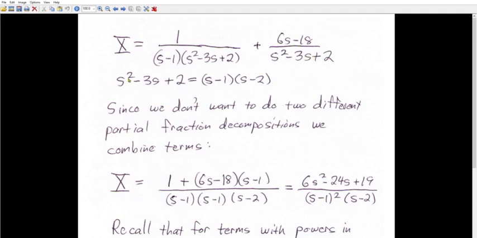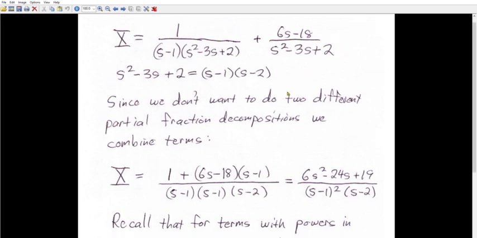We note that s squared minus 3s plus 2 factors as s minus 1 times s minus 2. And if we do these terms individually, we're going to end up doing two partial fractions. So what we're going to do is put them over a common denominator, and that's the common denominator.